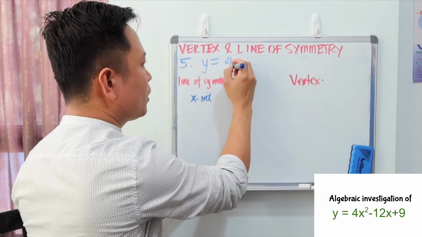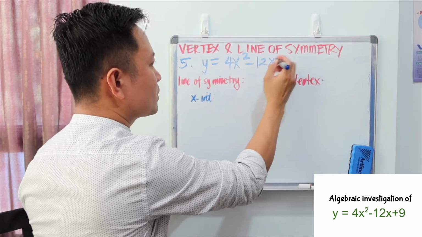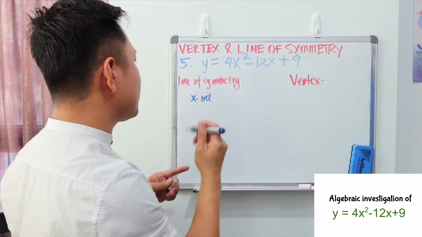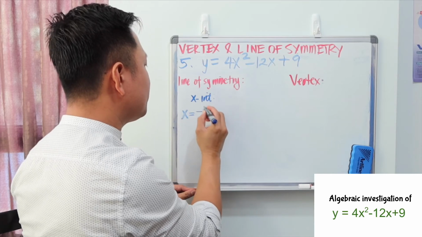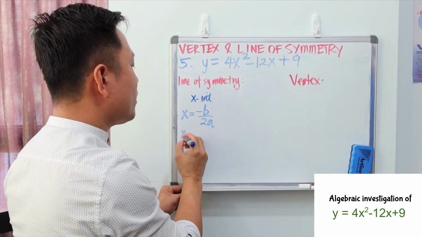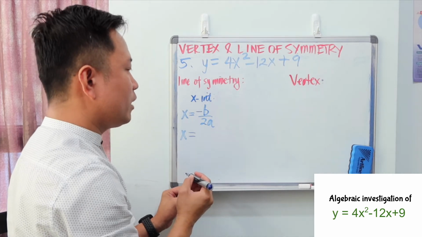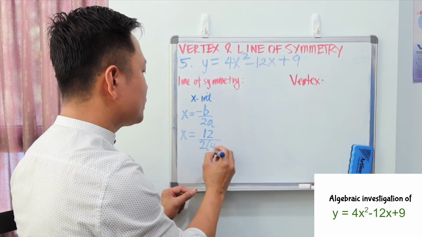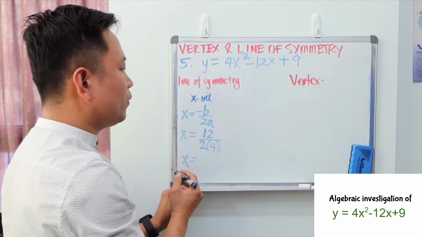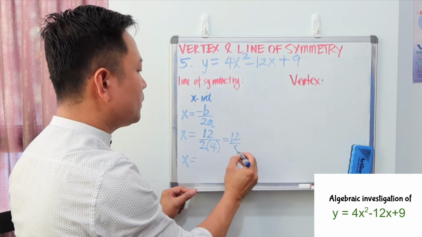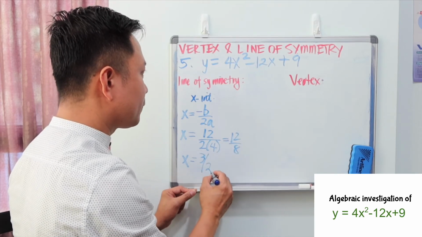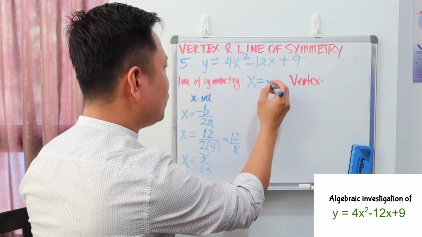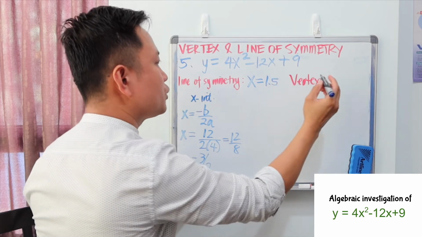Y is equal to 4x squared minus 12x plus 9. So in this problem, you can identify the line of symmetry by using, again, negative b over 2a. So we have x is equal to negative of negative 12, which is now positive 12, over 2 times your a, which is 4. So x is equal to 12 over 8. And in simplest form, that is 3 over 2. So the line of symmetry will pass through the x value of 1.5 or 3 over 2.